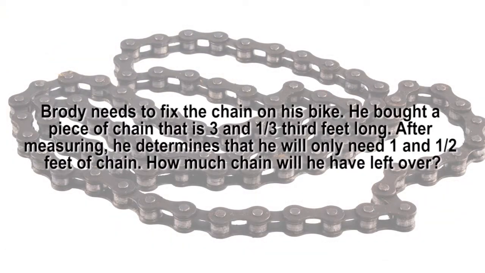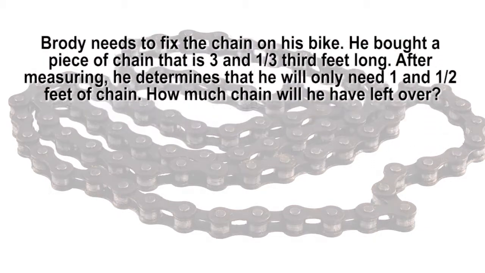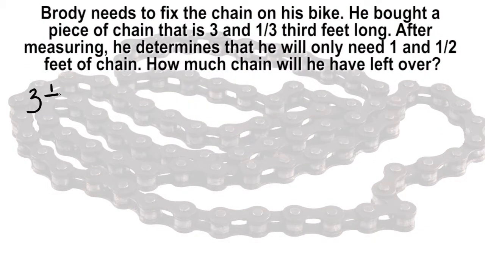Let's solve one more problem. Brody needs to fix the chain on his bike. He bought a piece of chain that is 3 1/3 feet long. After measuring, he determines that he will only need 1 1/2 feet of chain. How much chain will he have left over? The equation to represent this problem would be the 3 1/3 feet amount of chain he has minus the 1 1/2 feet he needs equals the amount left over, A.